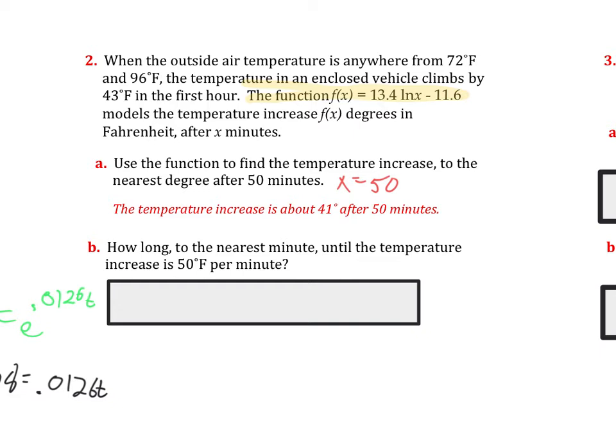Part B says how long, so we're solving for x, until the temperature increase is 50. Okay, so this is giving us an f of x value now.